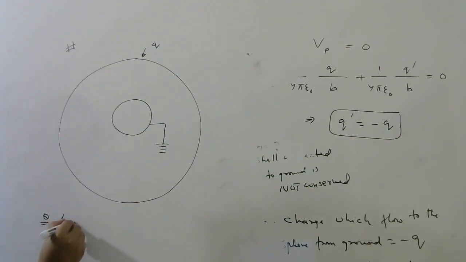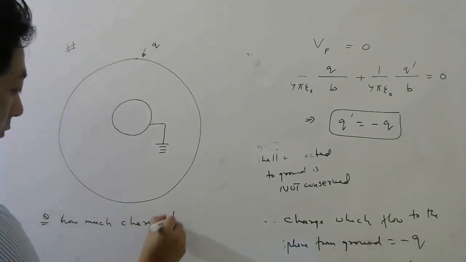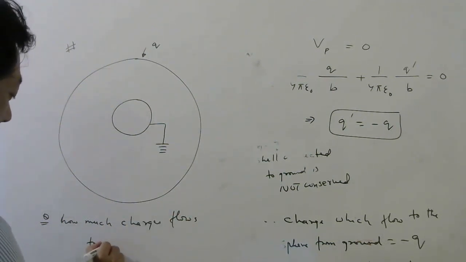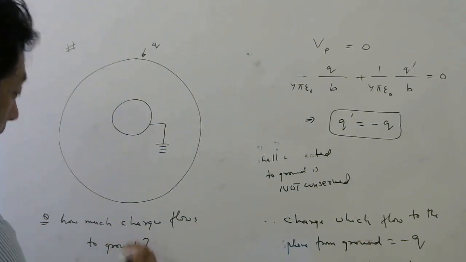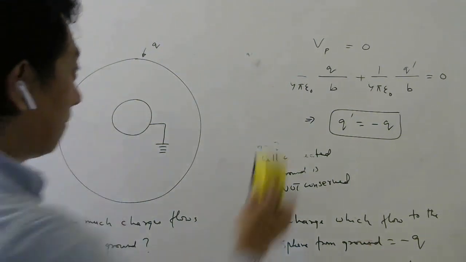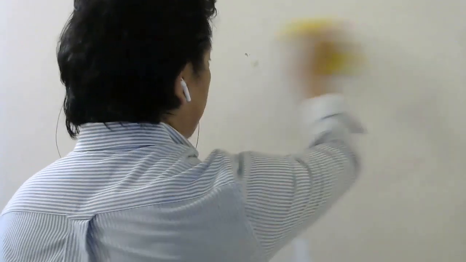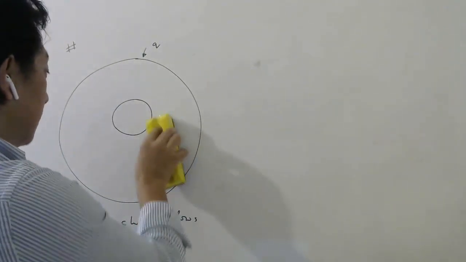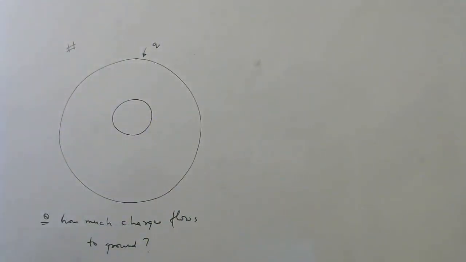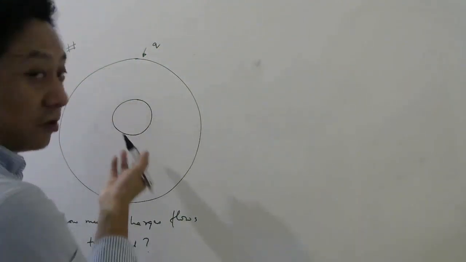So the question is, how much charge flows to ground? This time what I have done is the inner conductor has been grounded. Now look here, suppose it was not grounded, then look carefully. If it was not grounded, then what will be the charge of this? 0 only, because it is isolated.